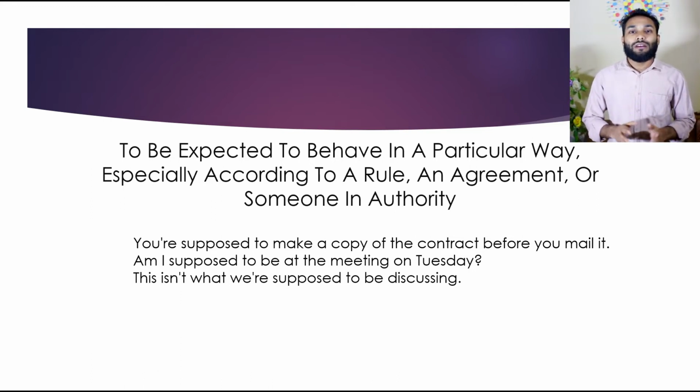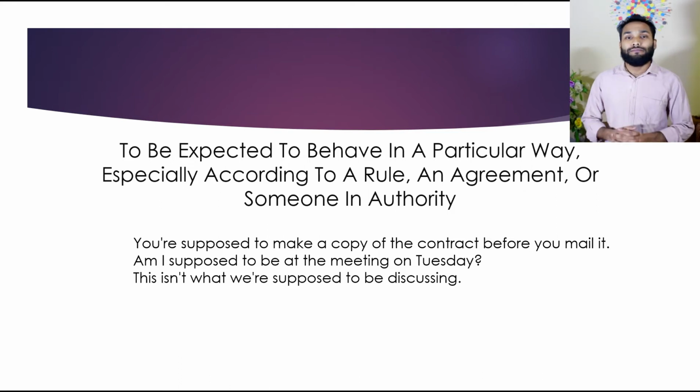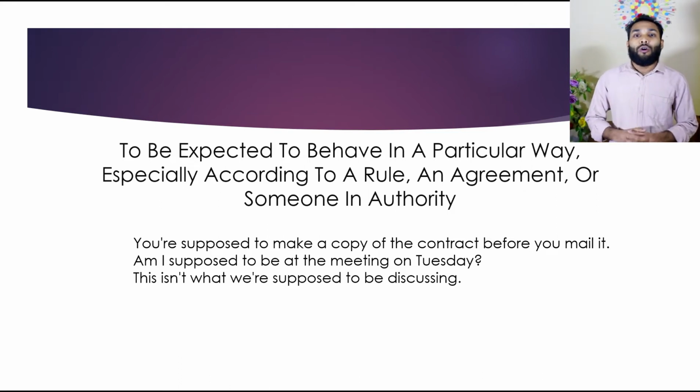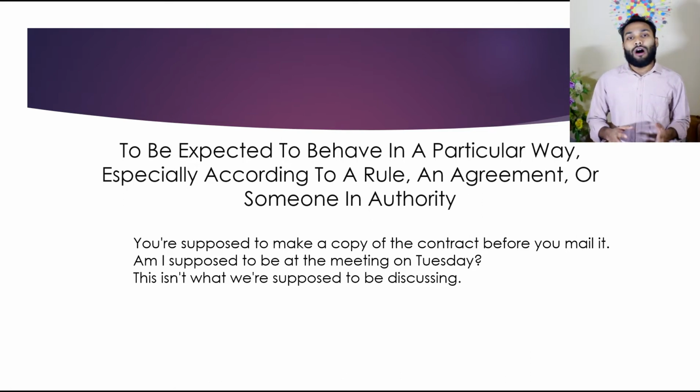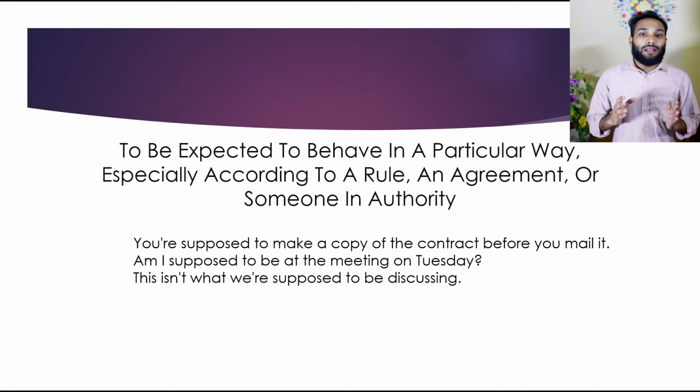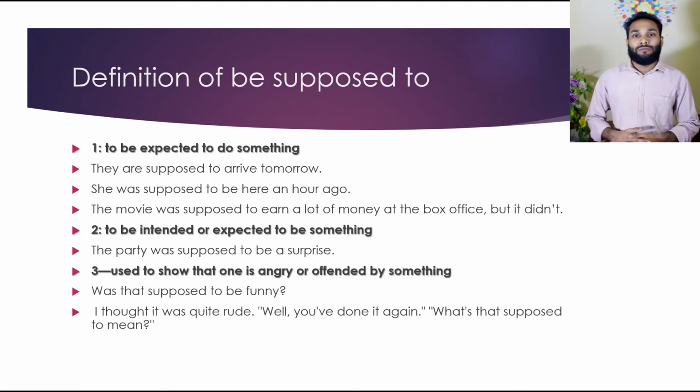If it is in past tense, then it would be like that: you were supposed to make a copy of the contract before you mailed it. That means you didn't copy, but you should have done it. Am I supposed to be at the meeting on Tuesday? That means I'm asking, yes, should I be there? Do I need to be there, like that? So this is how it is actually called.